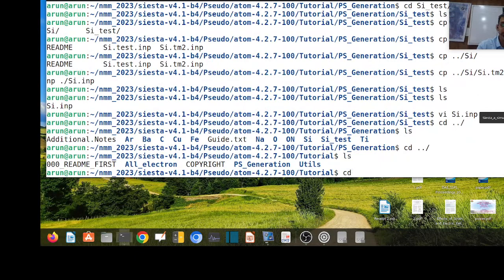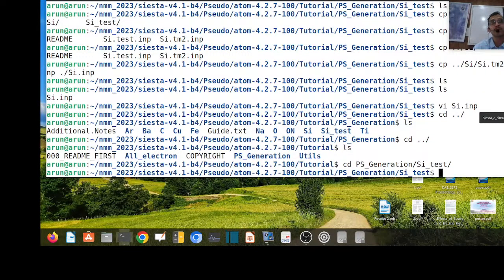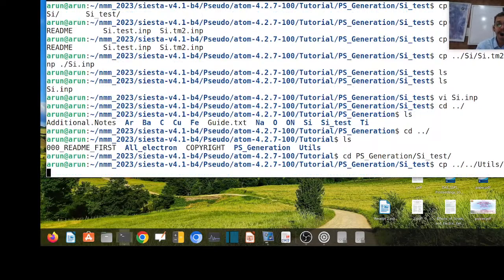Okay, utils, yeah. So it is PS generation SI underscore test. I have not disturbed the directory which was given by them. I made it a different directory. I copied the input file and you can make changes according to your system. So now copy double dot slash, you come outside it, and in the tutorials there is a directory named utils. And in utils there is a script pg.sh and the name of the input file.